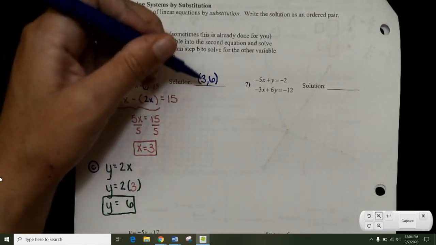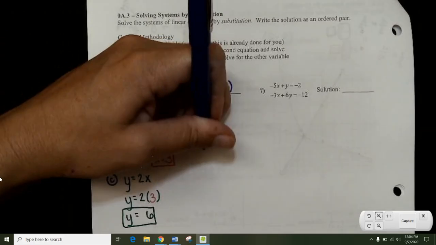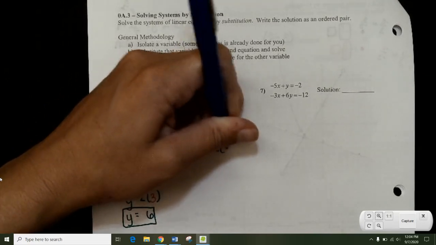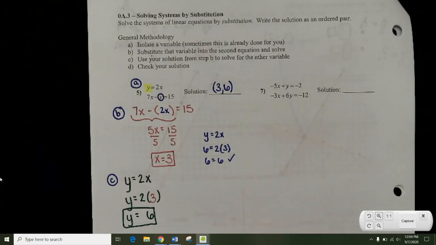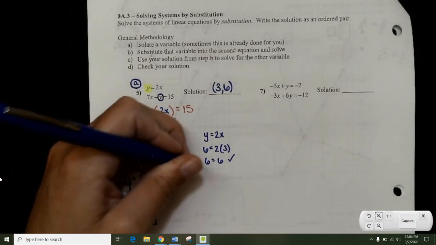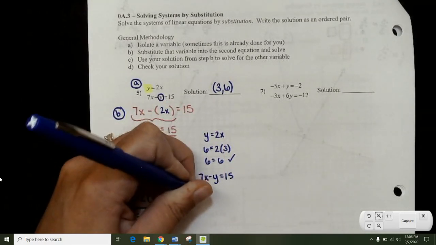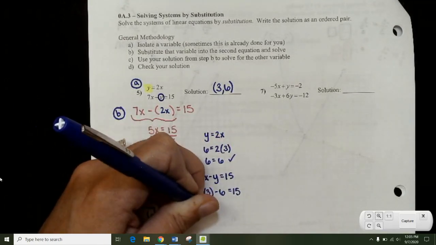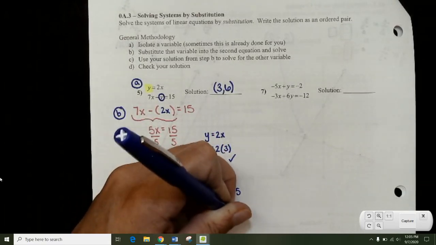So I can do that by taking 3, 6 and plugging it into these. So I'm verifying. In y equals 2x, y is 6, so does 6 equal 2 times 3? 6 equals 6, that is correct. In my next one, I've got 7x minus y equals 15. So 7 times 3 minus 6 equals 15. So that's 21 minus 6 equals 15. 15 equals 15. That is true.